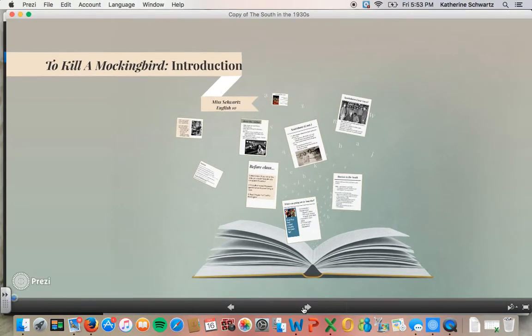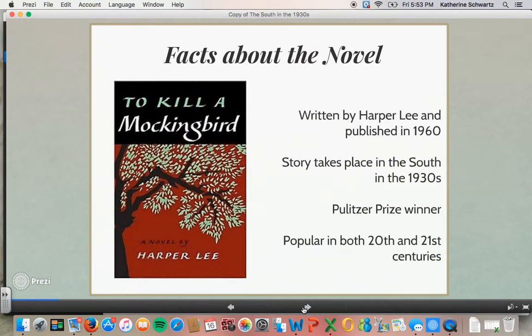Here we go. So, a few facts about this novel. To Kill a Mockingbird was written by Harper Lee, and it was published in 1960. So just start thinking about what you know about what was going on in the 60s. The story itself actually takes place in the 30s in the South. So back about 30 years.